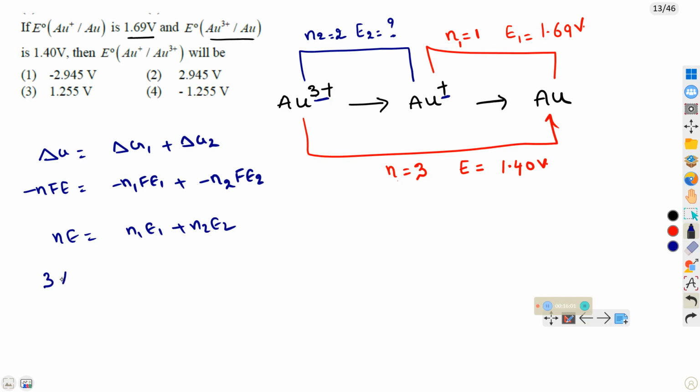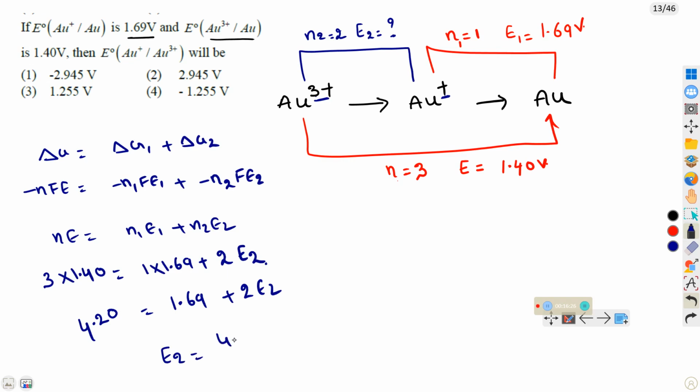Simplify. 3 into 1.40 is equal to 1 into 1.69 plus 2 into E2. 4.20 is equal to 1.69 plus 2E2. Then E2 is equal to 4.20 minus 1.69 divided by 2. Now simplify, then you will get 1.255.